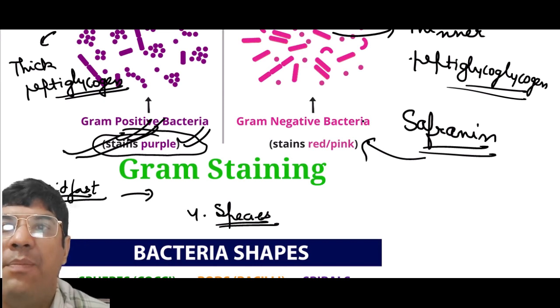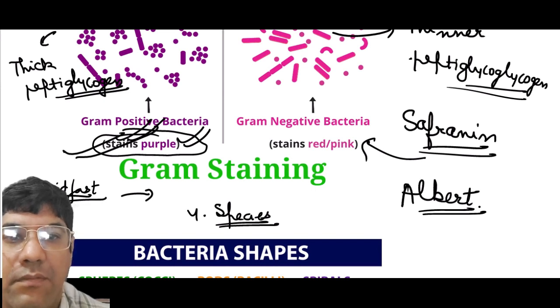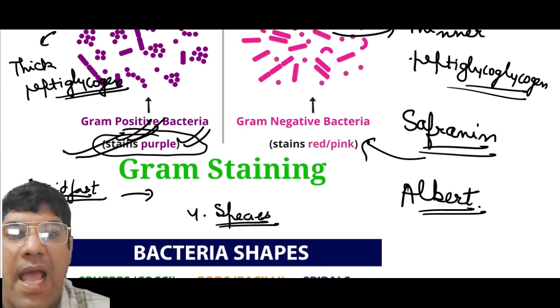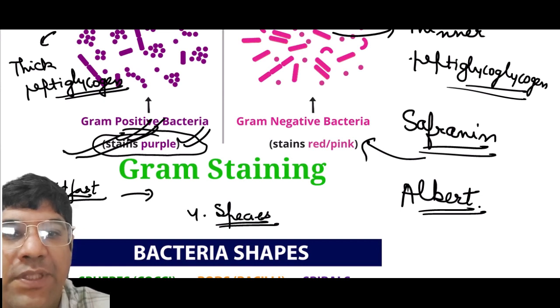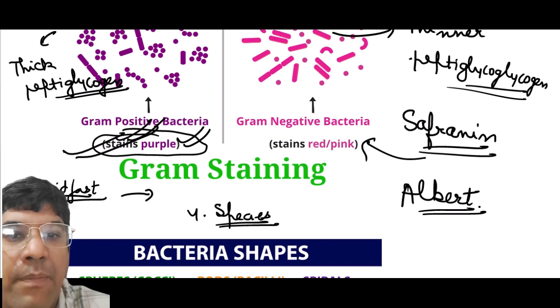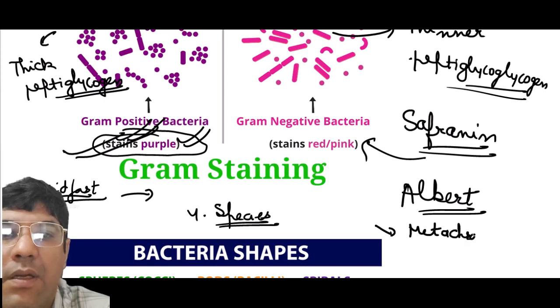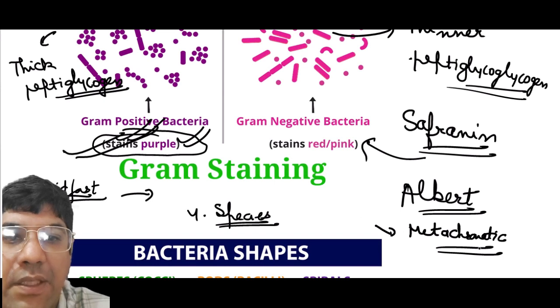Other is the Albert stain. So Albert stain is used to highlight the metachromatic granules in the bacteria, especially the Corynebacterium diphtheriae. The metachromatic granules, remember, they take up bluish purple color when stained.